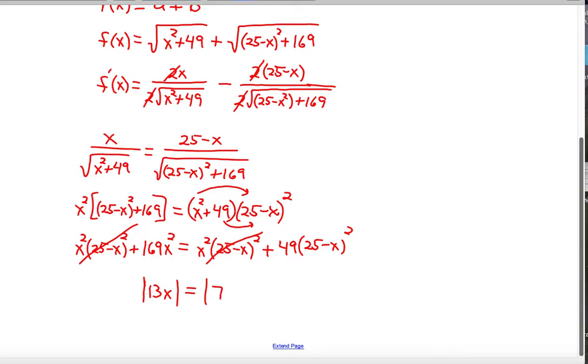Oh, and I don't need any absolute value there because I know these quantities. So 7 times 25 minus x. So I can just write, since I know x is positive, and that's something to think about right away.